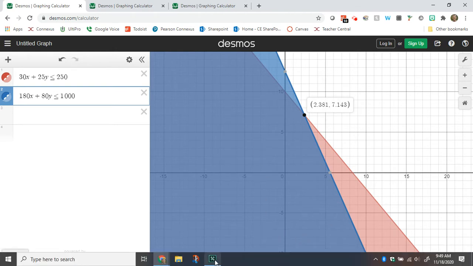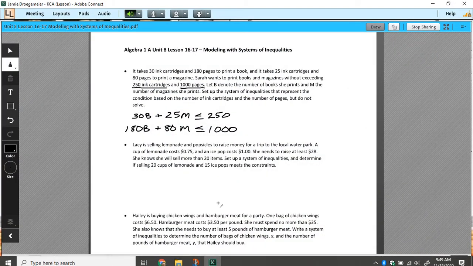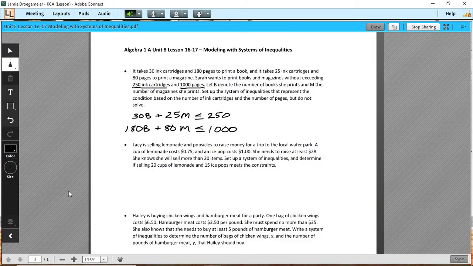All right, let's jump back in to our second example. This one says Lacey's selling lemonade and popsicles to raise money for a trip to the local water park. A cup of lemonade costs 75 cents. An ice pop or popsicle costs $1. She needs to raise at least $28 total. So she knows she's going to sell more than 20 items. We're going to set up a system of inequalities, and determine if selling 20 cups of lemonade and 15 ice pops meets our constraints.